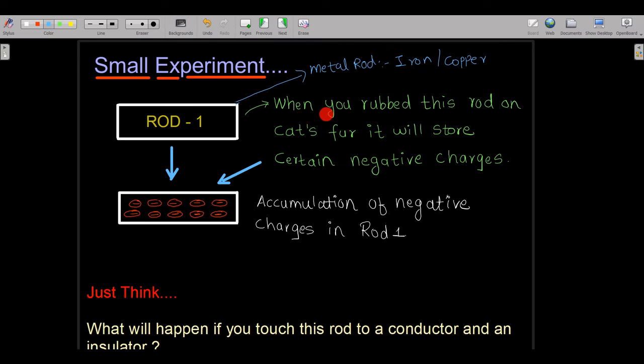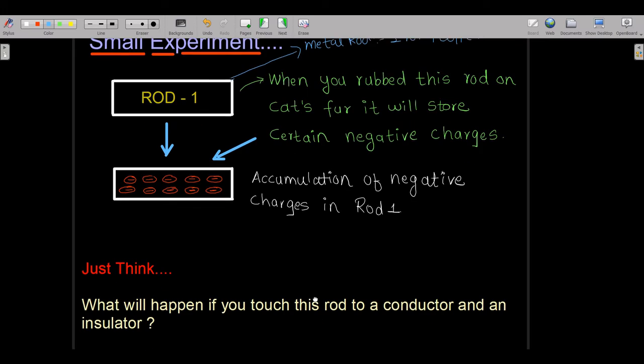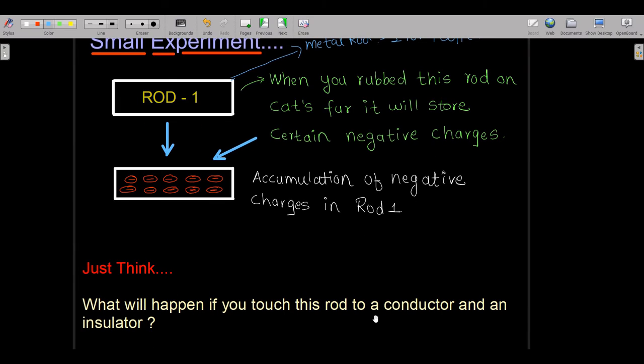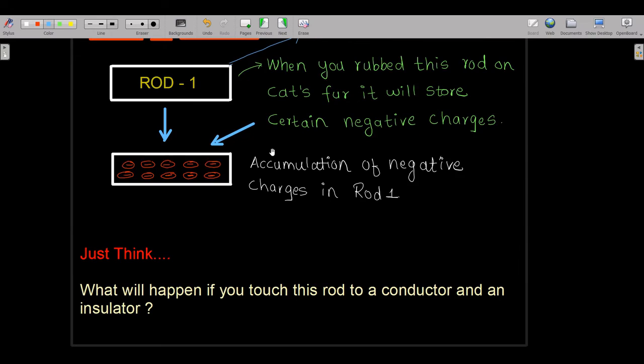So when we rub this rod on cat's fur, it will store certain negative charges, and we are seeing it with the help of a microscope. Just assume that. So my question to you is, what will happen if you touch this rod to a conductor and an insulator? Just pause this video, think, and then give me an answer.